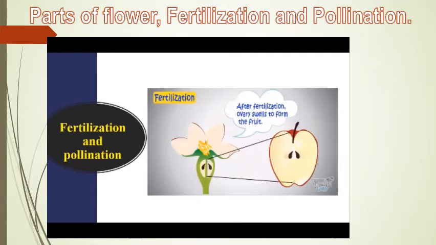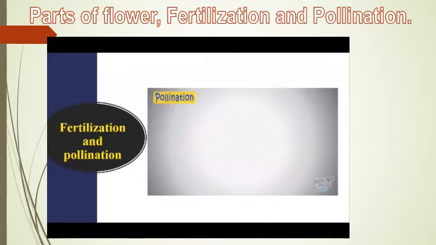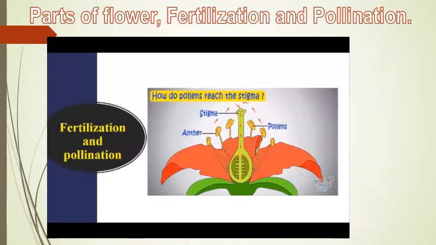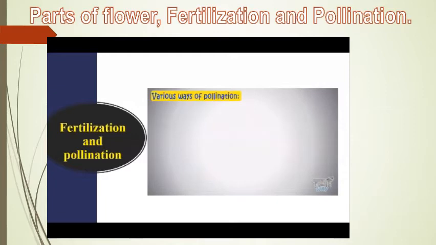Now let's see what is pollination. Pollination is a process by which pollen is transferred from the anther, that is, the male part, to the stigma, which is the female part of the plant, thereby enabling fertilization and reproduction in turn. Now let's see how pollination occurs or how pollens reach the stigma. There are various ways. How do pollens reach the stigma?